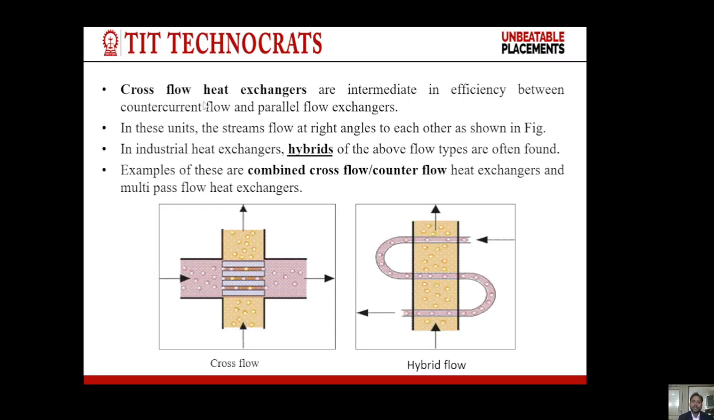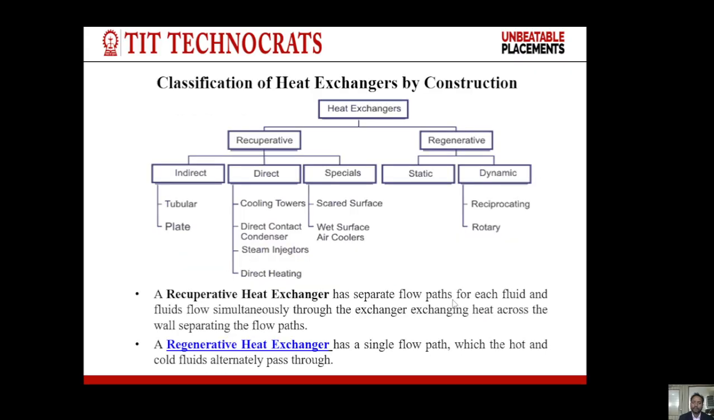Another type of heat exchanger is the cross flow heat exchanger. Here we can see that the directions of the hot and cold fluids are perpendicular to each other. That is, one fluid is flowing in one direction and the other in a perpendicular direction. And next is the combined or hybrid form of heat exchanger. Here for some instants the flow is parallel, for some instants it is perpendicular. So a combination of both is known as hybrid flow.